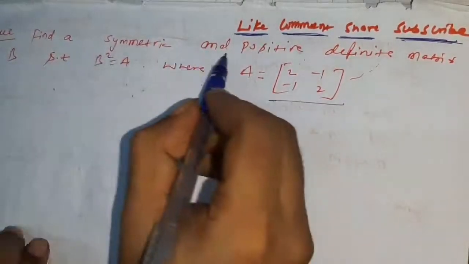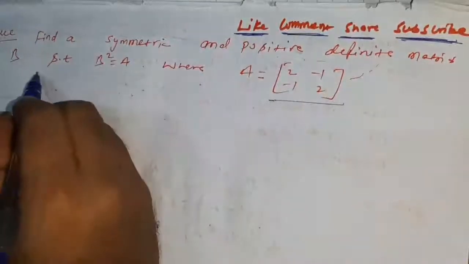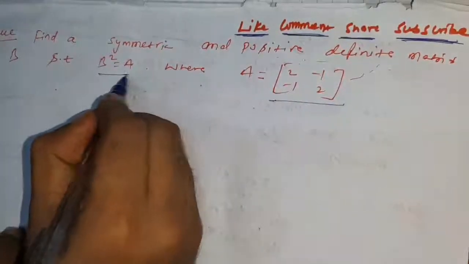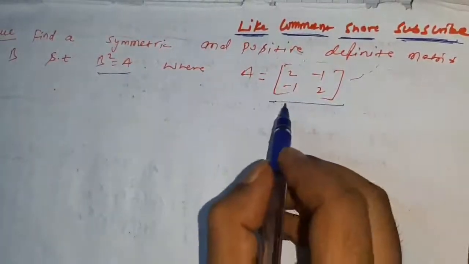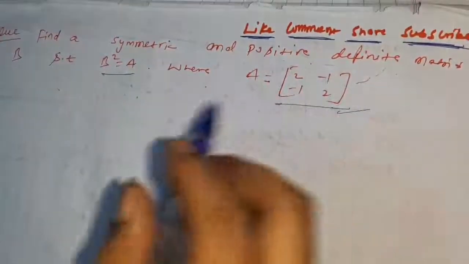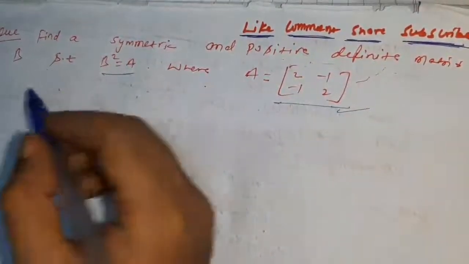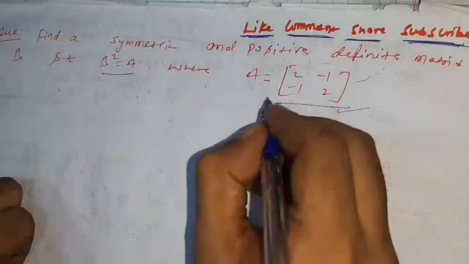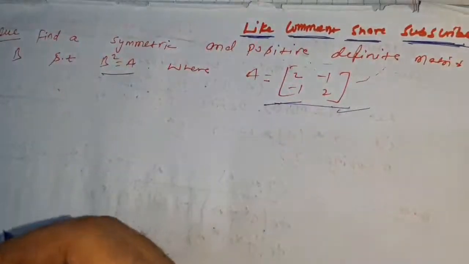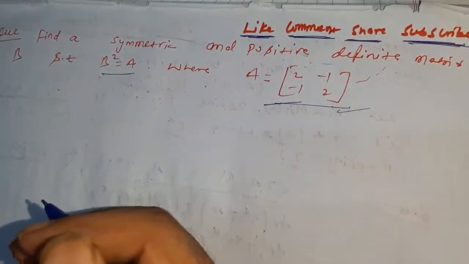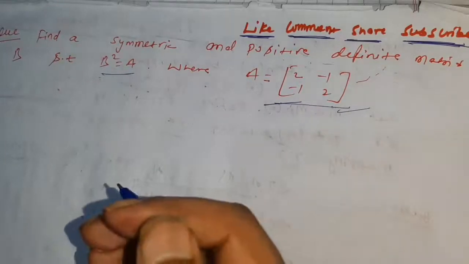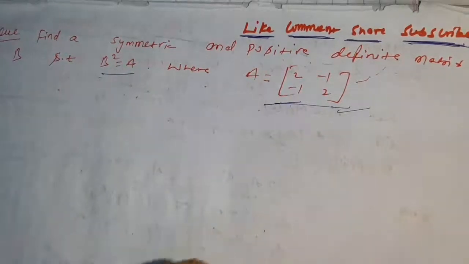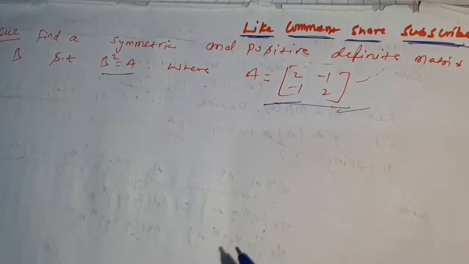Find a positive definite matrix B such that B square is equal to A, where A is the given matrix. You have to find the value of B such that B square can be equal to this. So how to attempt this, what should come to our mind on how to attempt these questions.